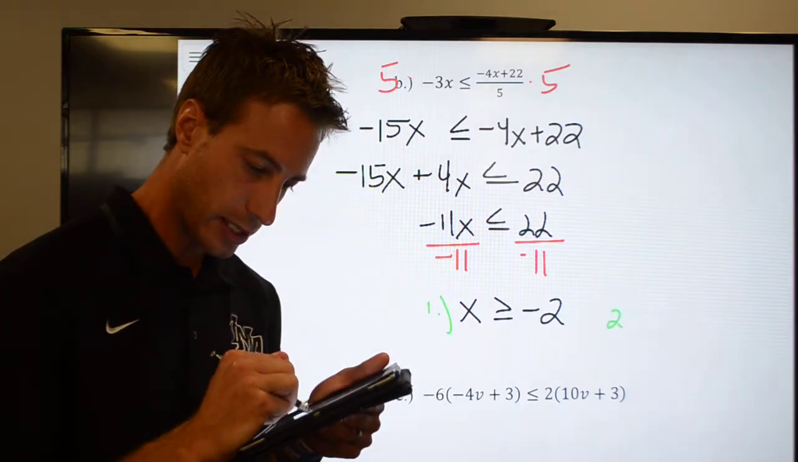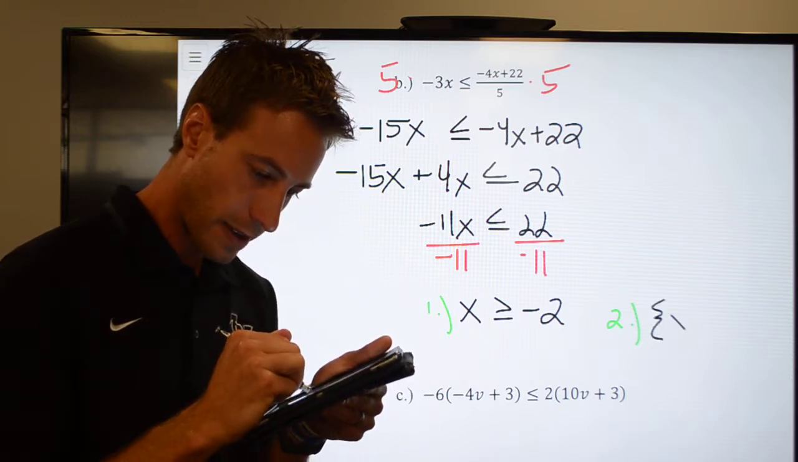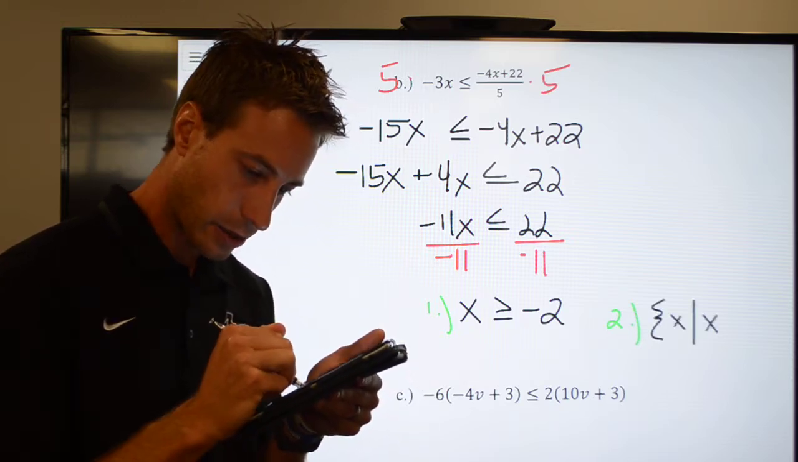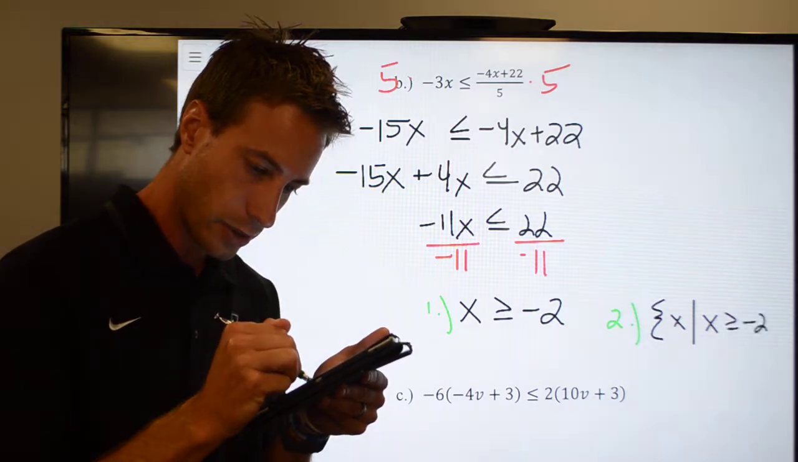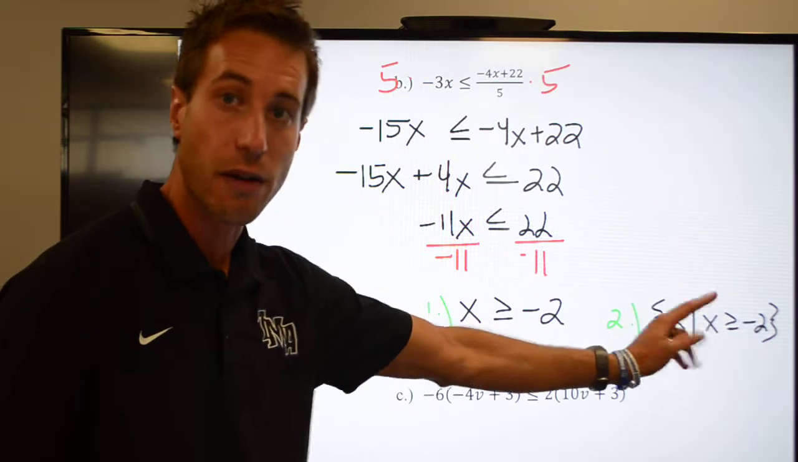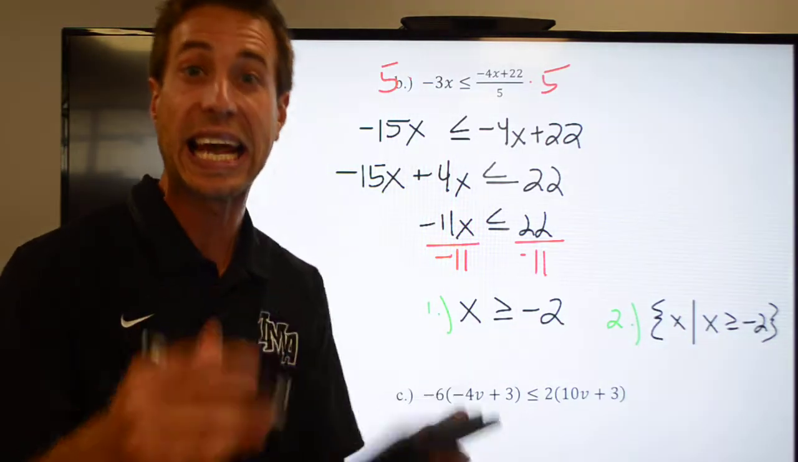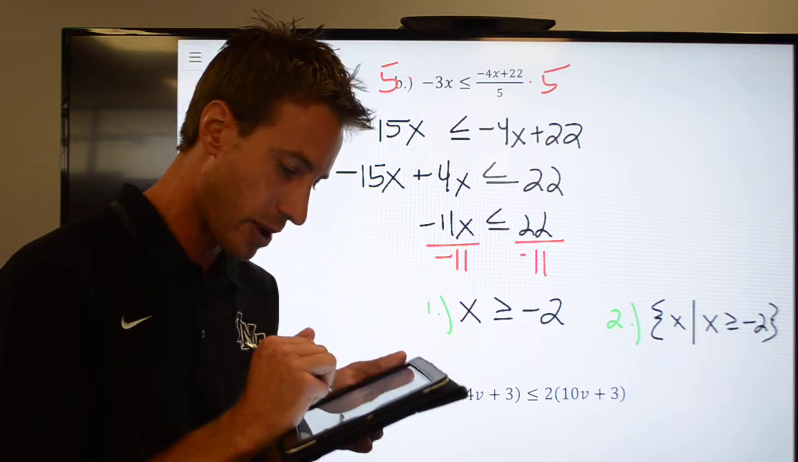Let's see if I can squeeze this stuff in here. Second way, all values of x such that x is greater than or equal to negative 2. Again, I know that these are very similar, but SAT, ACT, they love this set builder notation, so please make sure you are very comfortable with writing it and reading it. You will need to know how to use it.